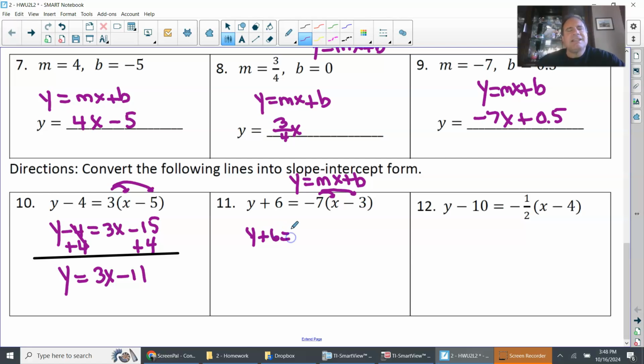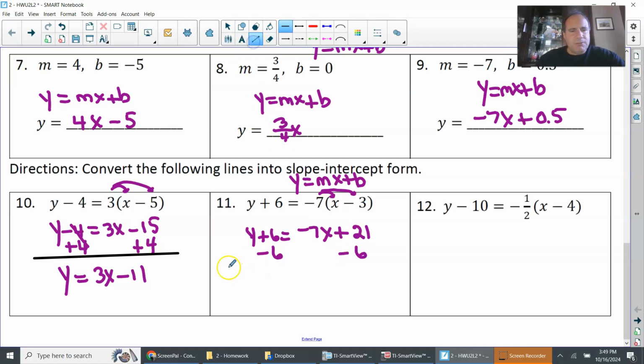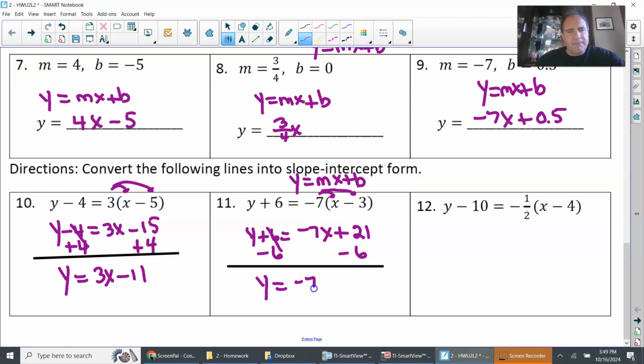Say this. Negative 7 times x is negative 7x. Negative 7 times negative 3 is a positive 21. Negative times a negative. Now, at this point, you have to solve for y. You subtract 6 on both sides. You will get this to cancel. You have y equals negative 7x plus 15. Right? Just remember, put this into your calculator.